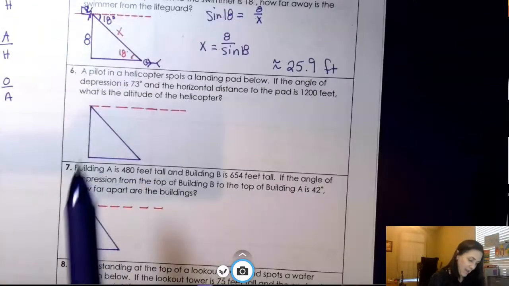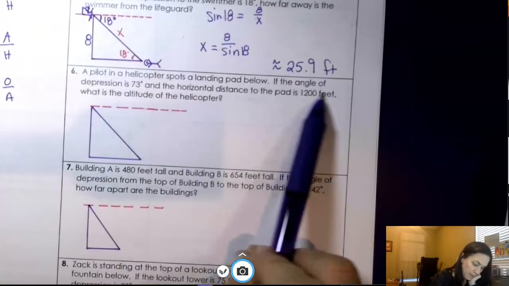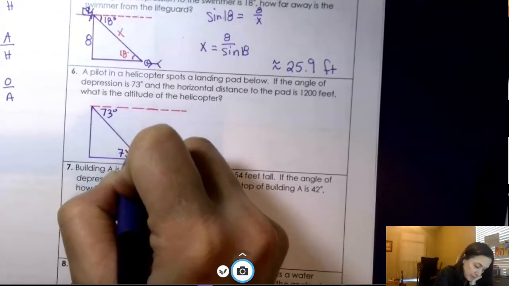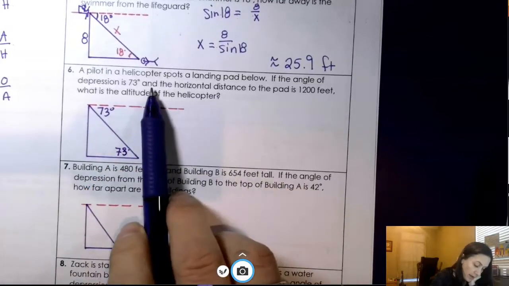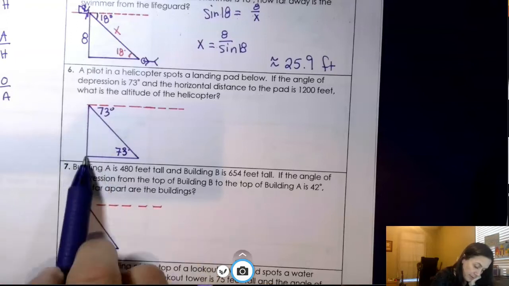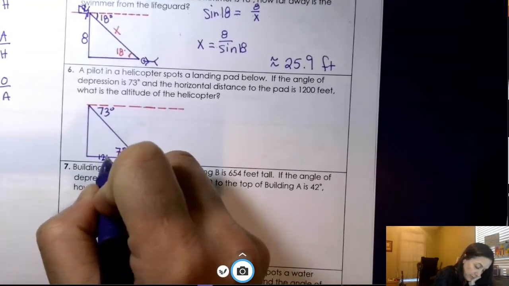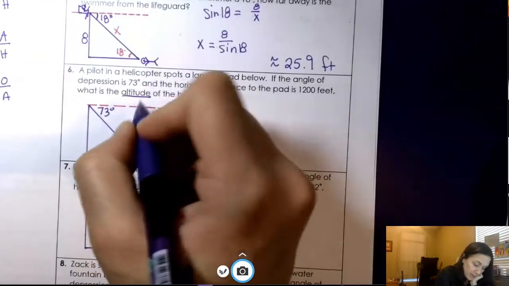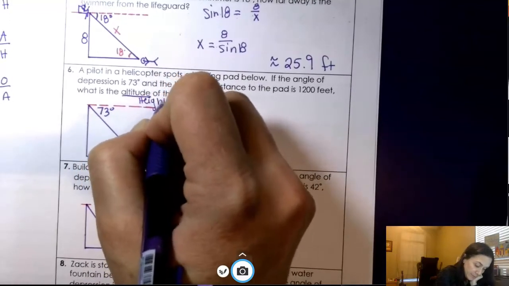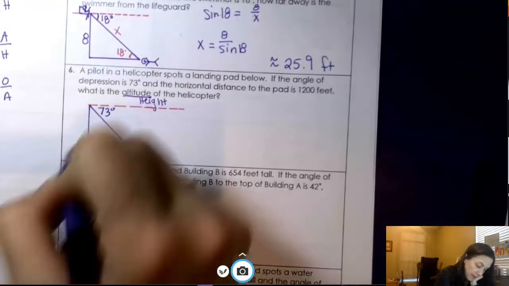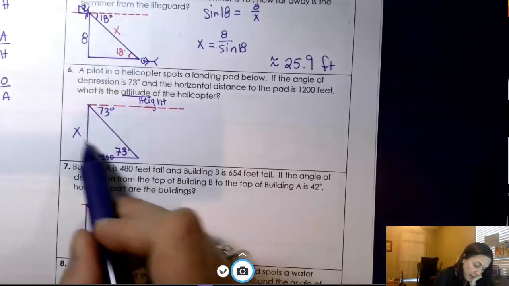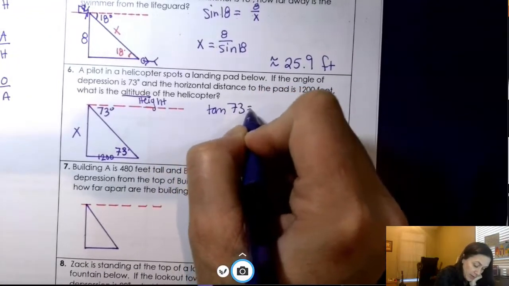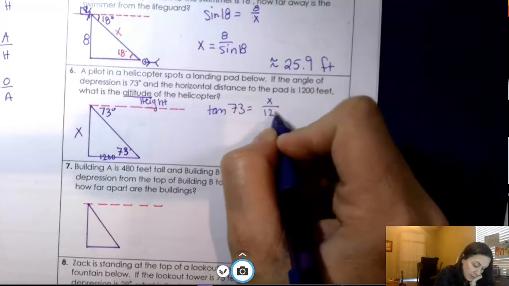Come back and check. A pilot in a helicopter spots a landing pad below. If the angle of depression is 73 degrees, which means this is also 73 degrees, and the horizontal distance to the pad, from here to the pad, is 1,200 feet. What is the altitude? Altitude is another word for height. So the altitude of the helicopter that we're looking for, this is going to be opposite over adjacent, my tangent. Tangent of 73 equals opposite x over adjacent 1,200.